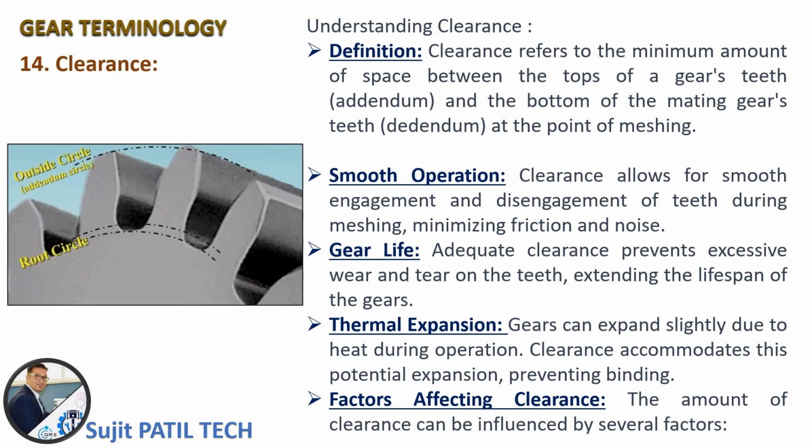Smooth operation. Clearance allows for smooth engagement and disengagement of teeth during meshing, minimizing friction and noise. Gear life. Adequate clearance prevents excessive wear and tear on the teeth, extending the lifespan of the gears. Thermal expansion. Gears can expand slightly due to heat during operation. Clearance accommodates this potential expansion, preventing binding. Factors affecting clearance. The amount of clearance can be influenced by several factors.